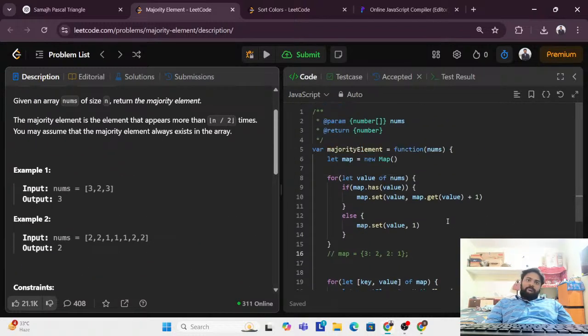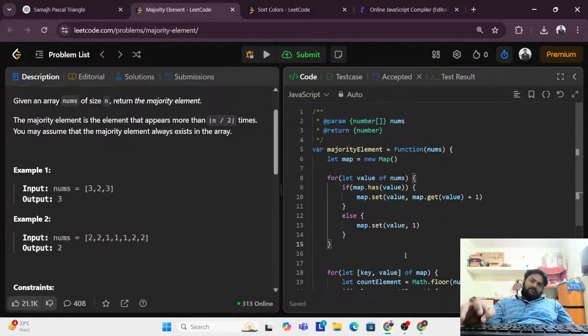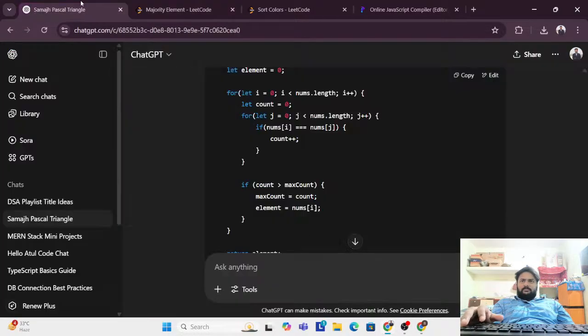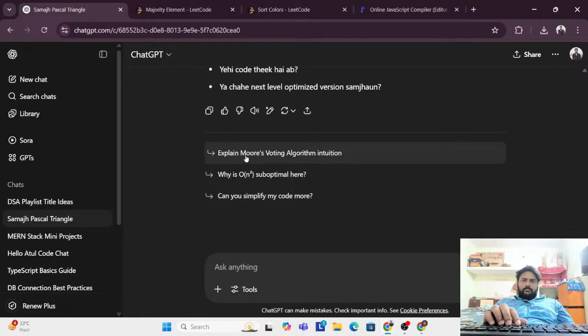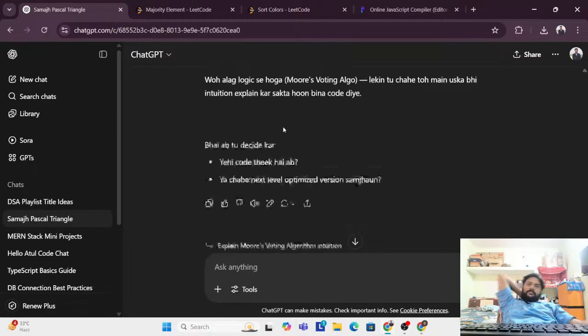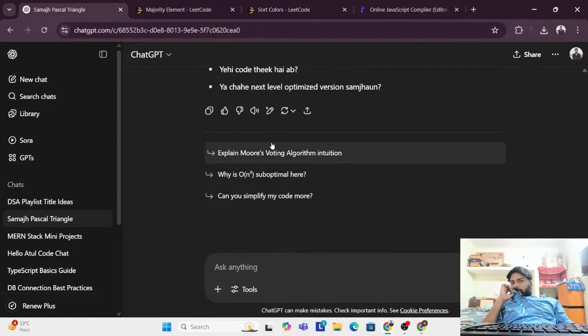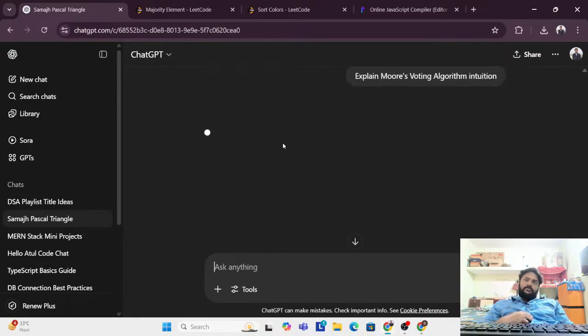I guess there was one more solution of it, some algorithm, I guess. Let me just, oh yes. So this problem can be solved using Moore's voting algorithm intuition. Okay, so just understand this solution, I mean this algorithm.